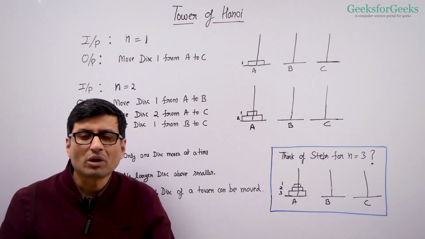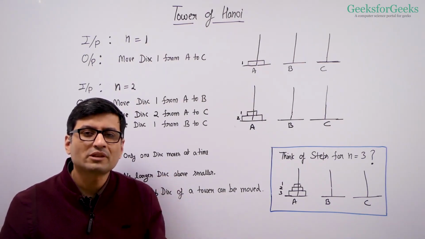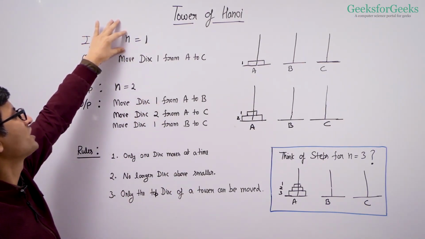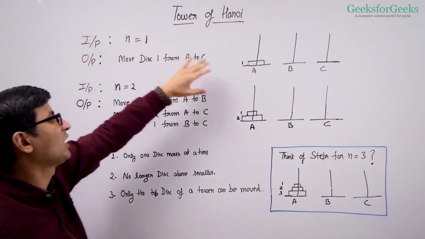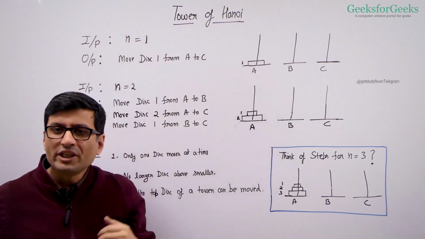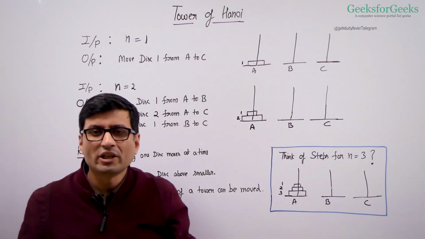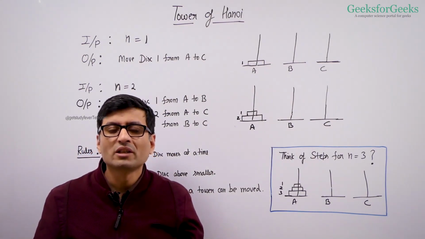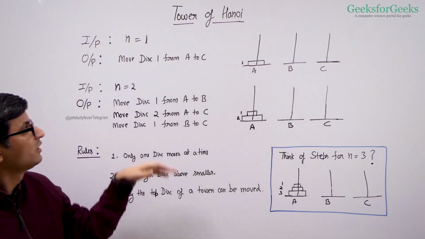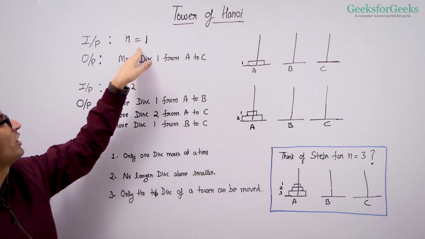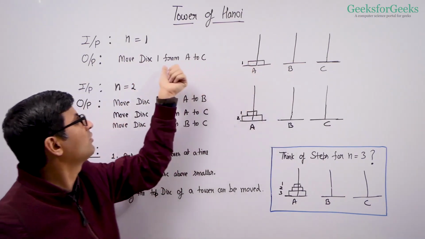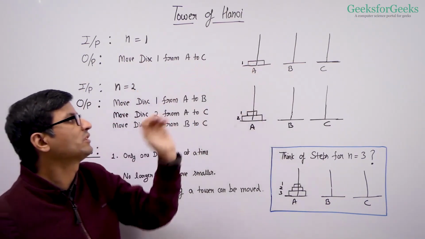Let us understand the problem better with these examples. We are given a number n, which is number of disks placed in tower A. And we need to print moves to be done to place these disks from tower A to tower C following the given rules. So in this particular example, we have only one disk. We can directly move it from A to C. Right? So our output move is move it from A to C.